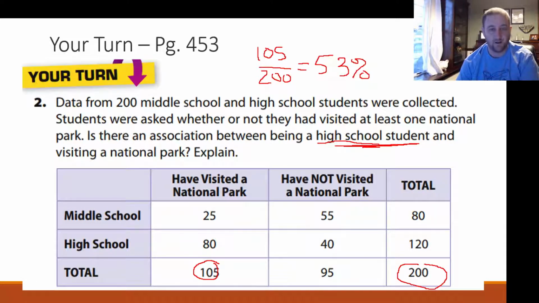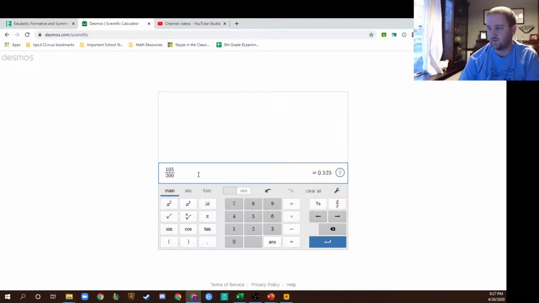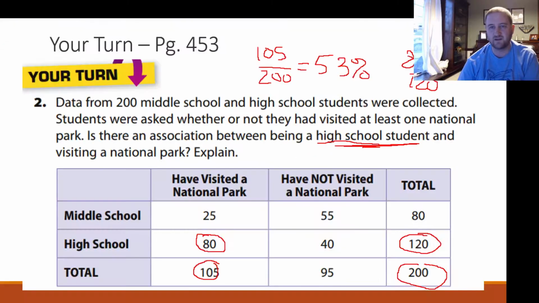Now we want to know if there is a higher or lower or equal probability that a high school student has visited a national park. So the relative frequency of a high school student visiting a national park. There's a total of 120 high school students that were polled. 80 of them have visited a national park. So 80 out of 120 gives us a percent. We need to divide here. 80 divided by 120 gives us about 67%.